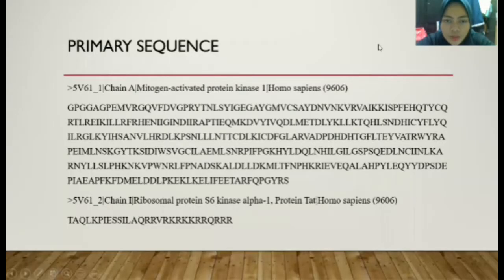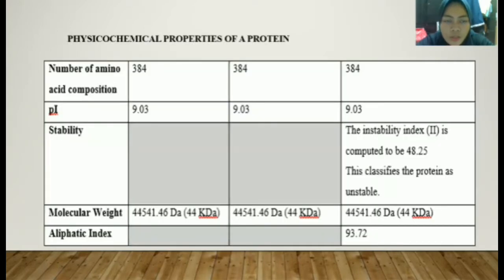Assalamualaikum. My name is Nur Ashikin. I will proceed with the next slide, which is the primary sequence. This is the primary sequence that we get from the PDB file in FASTA format. To elaborate more, we have used three tools, which are Compute pI, Peptide Mass, and ProtParam, to find the physicochemical properties of a protein using the primary sequence.